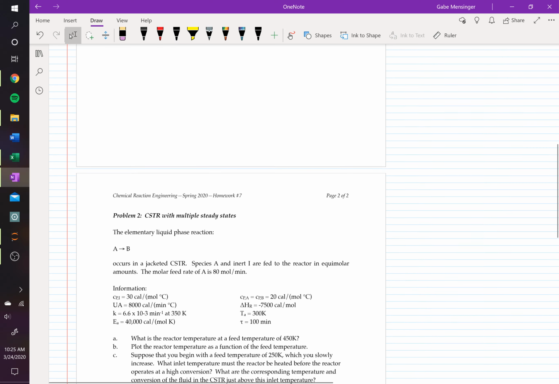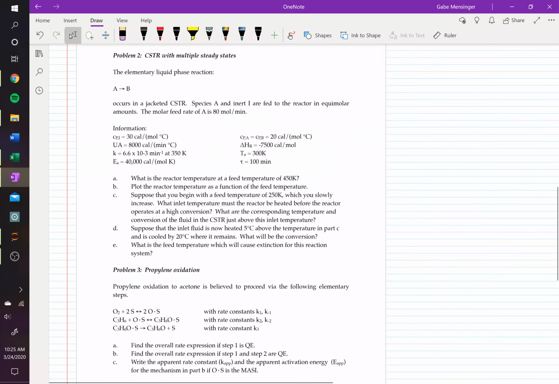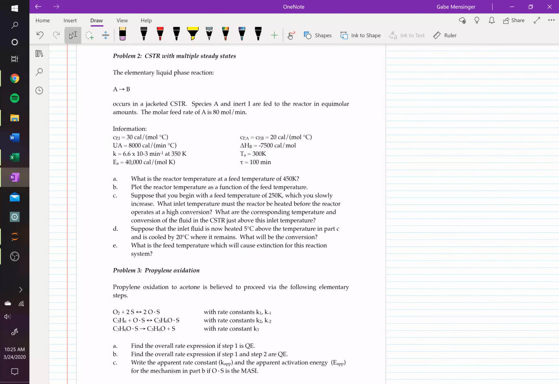All right, moving on to number 2. We have the elementary liquid phase reaction A goes to B occurring in a jacketed CSTR. Species A and inert I are fed to the reactor in equimolar amounts. The molar flow rate of A is 80 moles per minute, and we're given all that information. What is the reactor temperature at a feed temperature of 450 Kelvin?